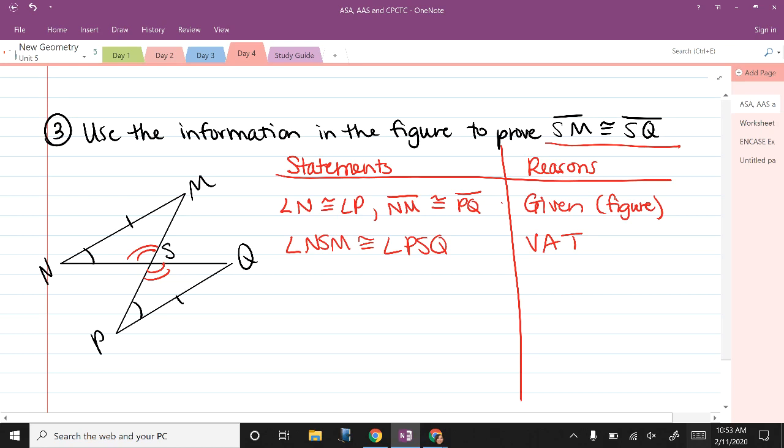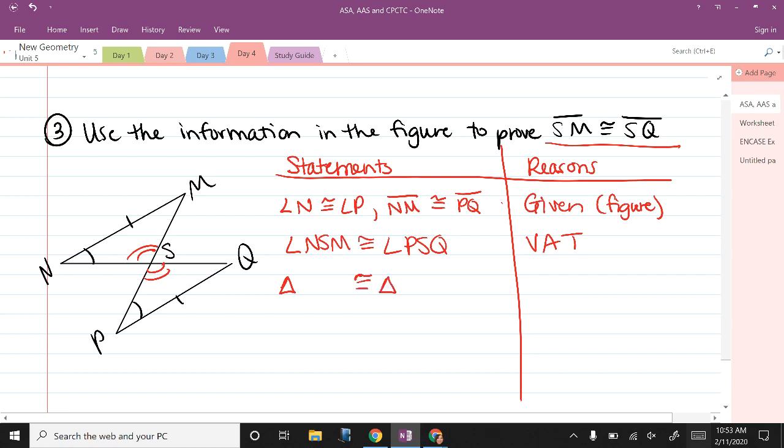So now do I have enough information to say those triangles are congruent? Yep. So by what reason can I say those triangles are congruent? Yep, I have 2 angles and a side, and the side is not included. So it's going to be angle, angle, side. Very good. So be careful with your congruency statement.